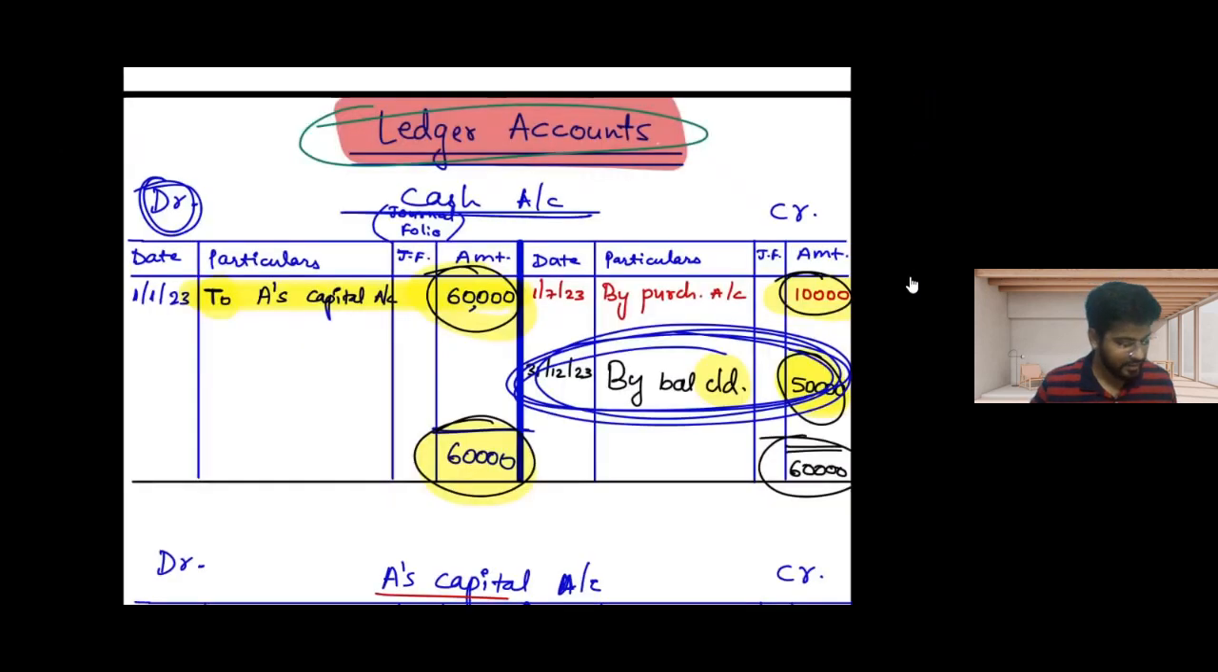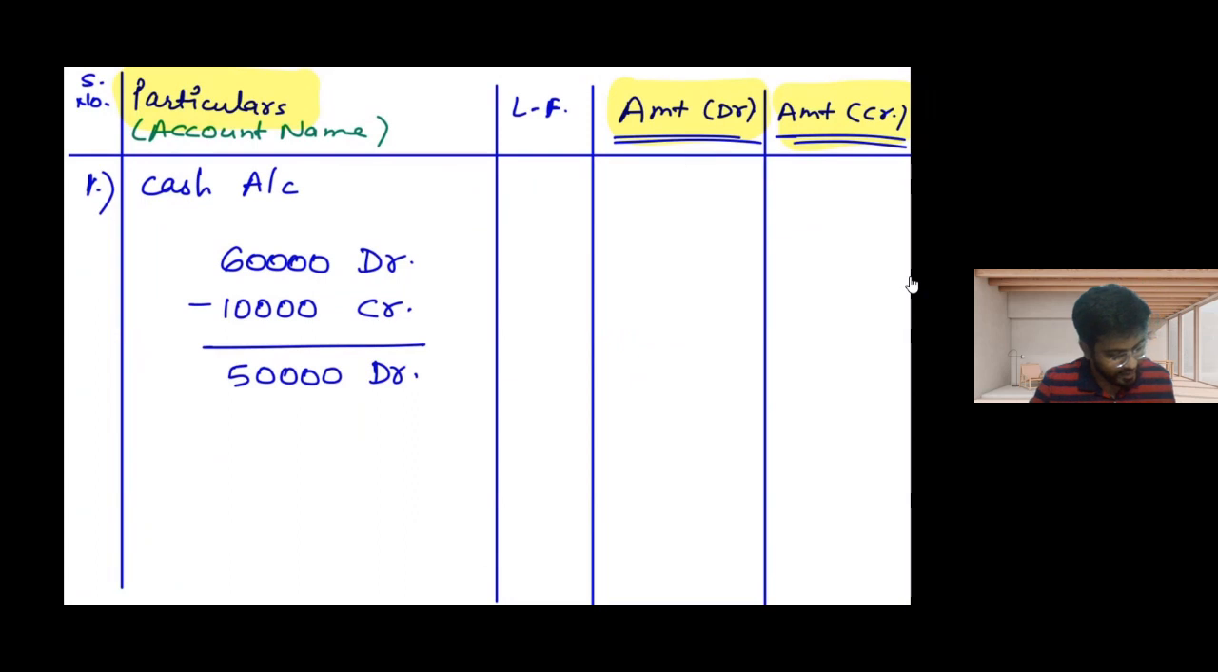Whenever you see a balance carried down, that means you have to mention it on the opposite side in your trial balance. So the cash account has a debit balance, not a credit, because the balance carried down is written on the credit side. That is why I will write 50,000 in the debit amount column. Am I clear, everyone? Is it clear?